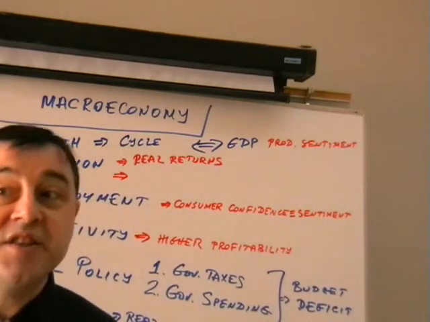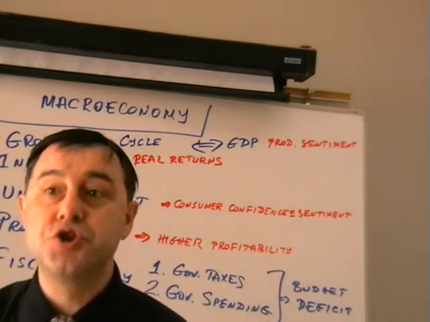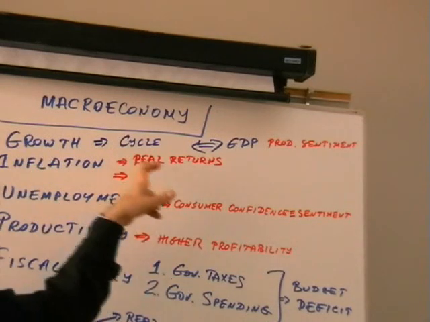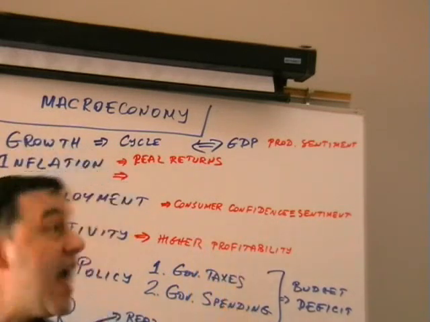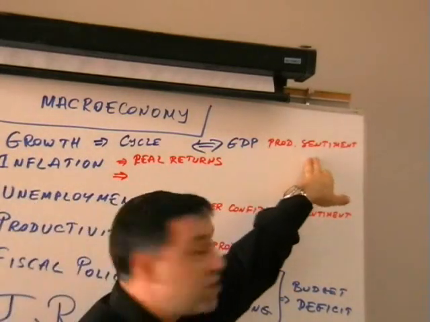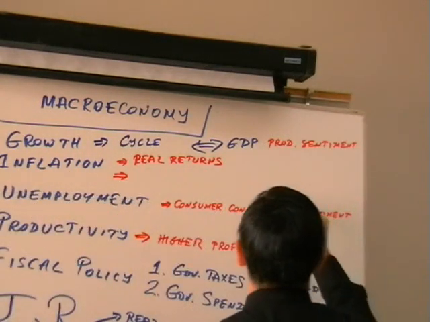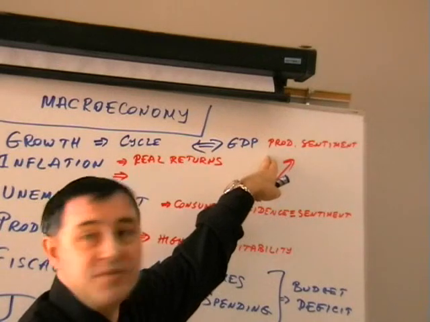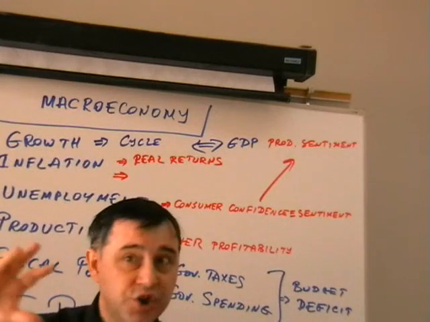Number one, management is hooked on growth. When management, corporate executives see good, strong economy and strong growth, they feel good and they're willing and eager to invest. When they see weak economic growth, they're scared. They don't feel optimistic and they don't invest. So for producer sentiment, GDP is extremely important, and to a certain extent, consumer sentiment affects, sometimes directly, sometimes indirectly, producer sentiment. In other words, producers watch consumers.